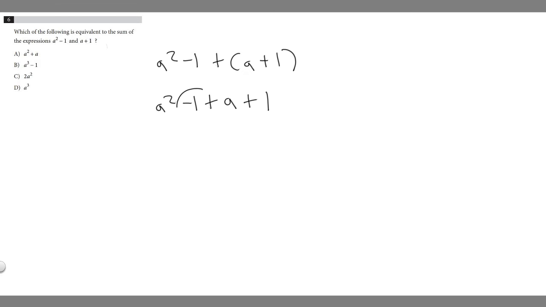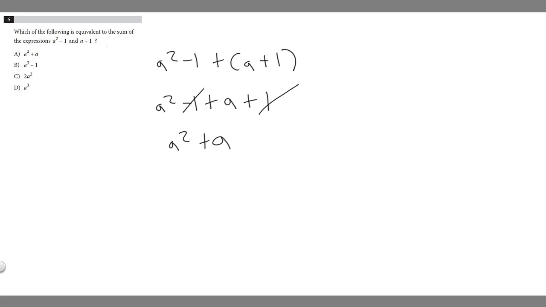And so right off the bat, you should see that we have a minus 1 here and a 1. And so we can combine those. Minus 1 plus 1 is just going to be equal to 0, so they're just going to cancel each other out. So we can get rid of minus 1 and 1. So we're just left with a squared plus a. And so this is going to be the furthest we can take it.